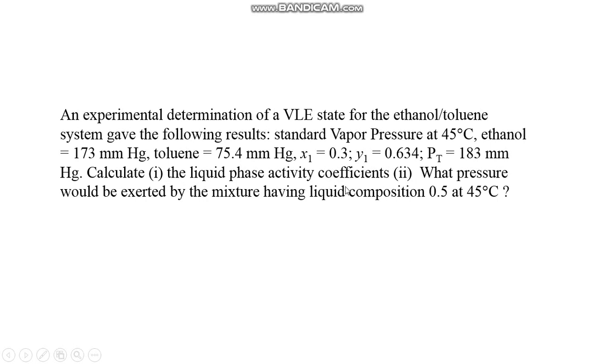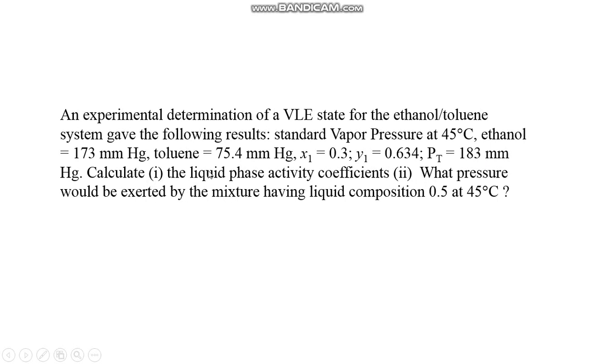the system may or may not be ideal. If both the activity coefficient values which we calculate come out to be 1, we say that the system is ideal. If not, we say that the system is non-ideal. However, in this case we can also see that your vapor pressures are 75 and 173, and since the total pressure given, which is 183, is more than these two, we can directly say that the system is non-ideal.